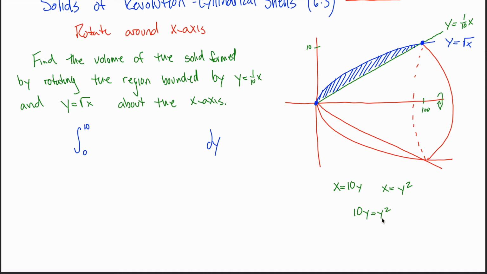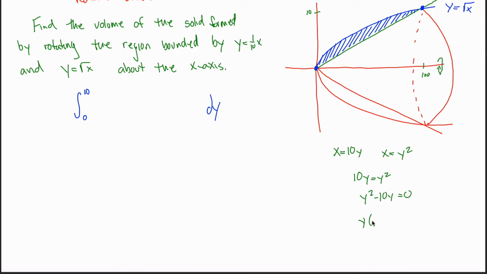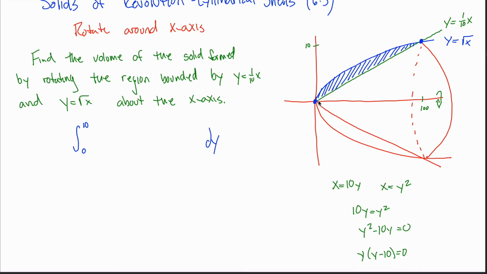To solve this, subtract 10y from both sides of the equation, set it equal to 0 so that you can factor it, and then factor out a y, and you're left with y minus 10 equals 0. So either y equals 0 or y minus 10 equals 0, in which case y equals 10. So just like the picture suggests, the 2 points of intersection are at a y coordinate of 0 and a y coordinate of 10. Those are going to be my bounds of integration.